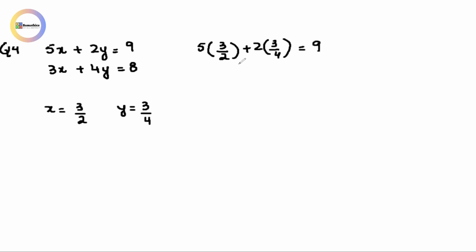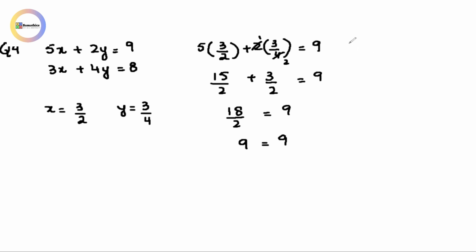So we just have to solve this side, right? We can cancel out this. 2 ones are 2, 2 twos are 4, and we have here 15 upon 2, and we have here 3 upon 2. We don't have to do anything to right hand side. So we have here 18 upon 2. We have here 9 is equal to 9, right? So when we substitute it in first equation, it is satisfying the equation.